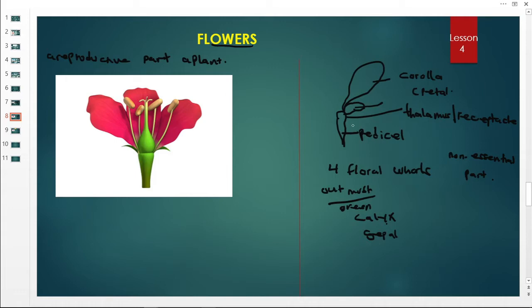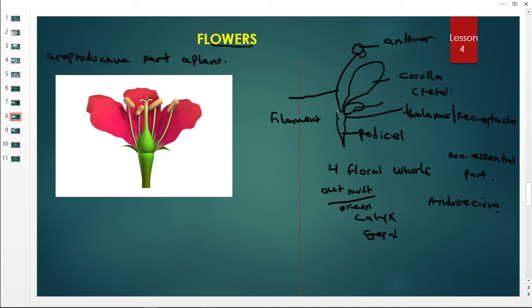Then the third floral whorl is called the gynoecium. Sorry, it's not the gynoecium, it is called the androecium. So this one is the androecium. It is made up of two parts. It has this longer part, and then it also has the head. This head here is the anther, and this one is the filament.